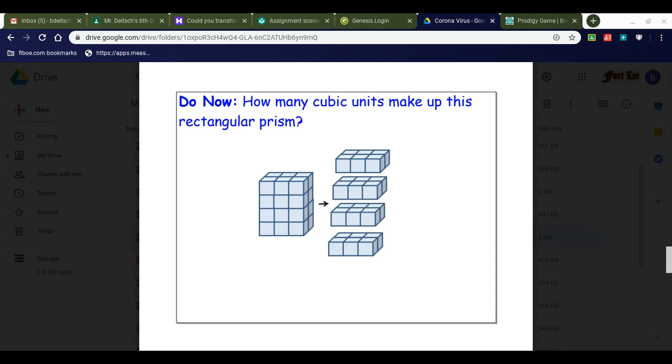What we just found there is what is called the volume. The volume is how many cubic units make up any type of three-dimensional figure. So if you think about it, the formula that we just came up with is we multiply the length by the width, which is 3 times 2, and then we multiplied it by the height. So actually finding the volume is easier than surface area, which is what we did yesterday.